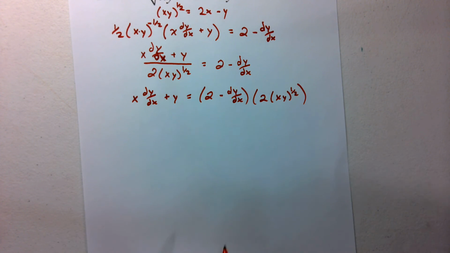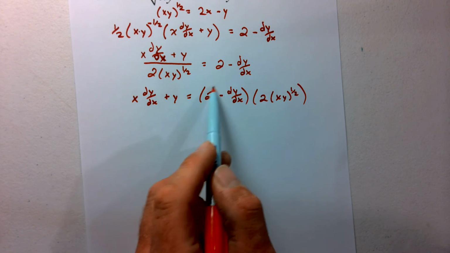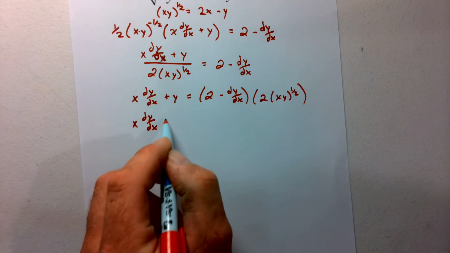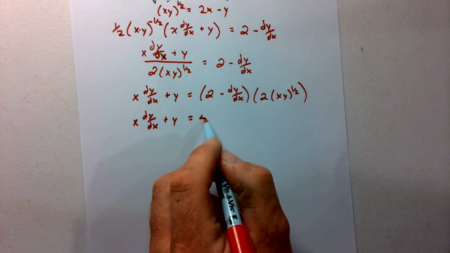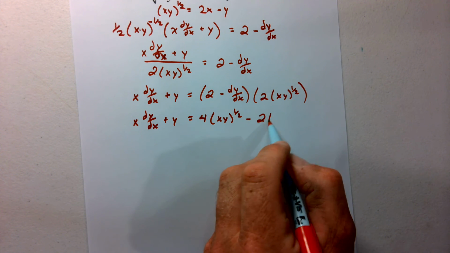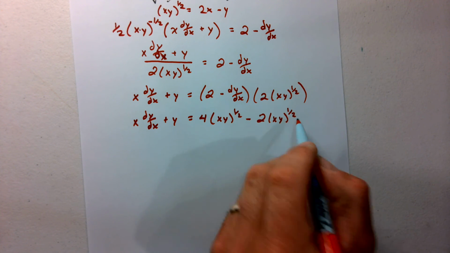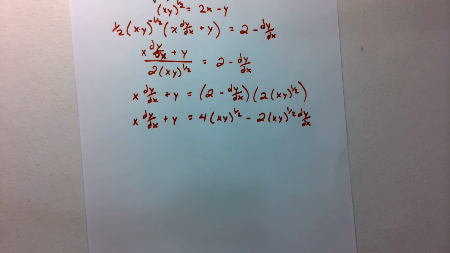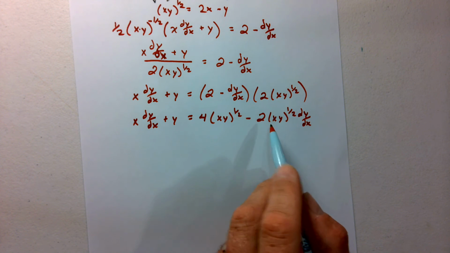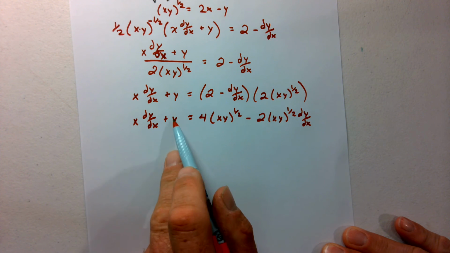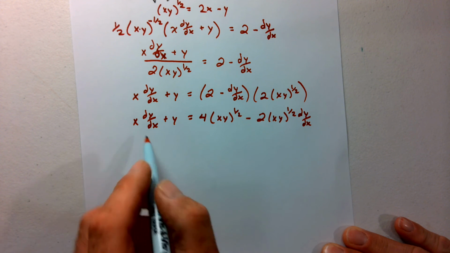So I have x dy/dx plus y equals the quantity 2 minus dy/dx times 2 times xy to the 1/2. I can distribute this into this quantity. So I have x dy/dx plus y is going to equal 4 times xy to the 1/2 minus 2 times xy to the 1/2 times dy/dx. Now all my dy/dx's are independent of the other terms.